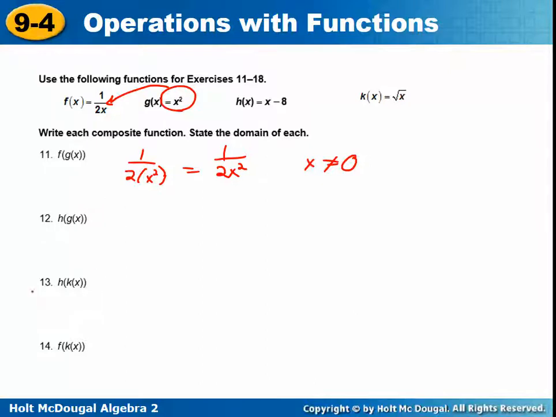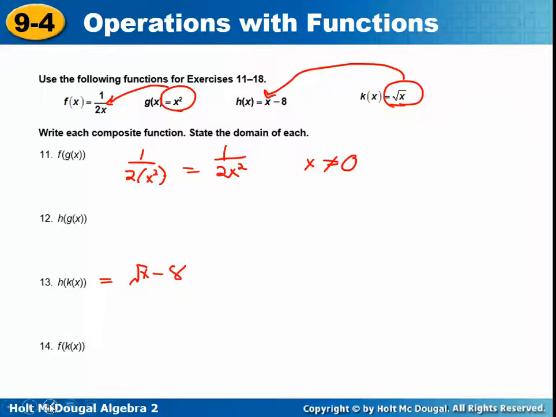Let's look at number 13. 13 says h of k of x. Well, k of x is the square root of x. And I'm going to plug that in wherever I see an x in the h of x. So h of k of x is going to equal the square root of x minus 8. That's really all you can do for this one because there's nothing to simplify. It's already simplified.